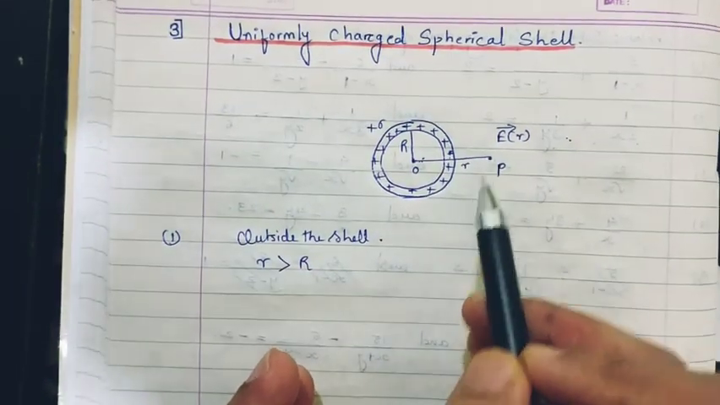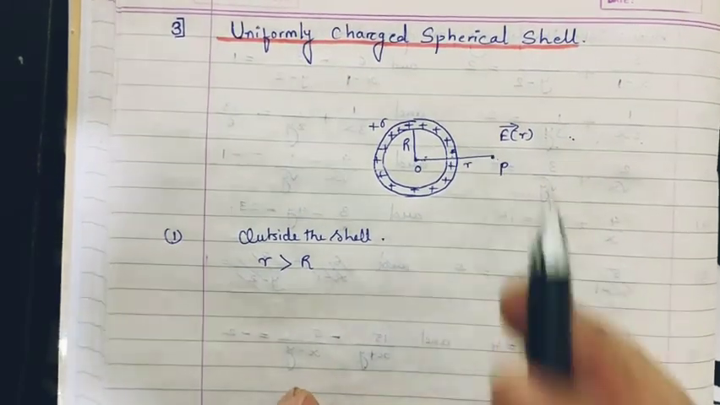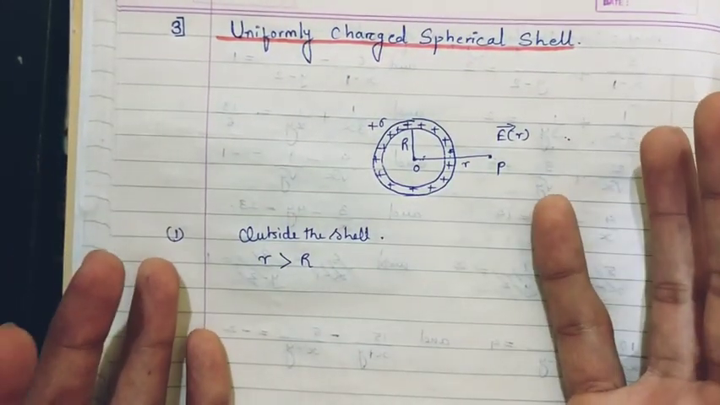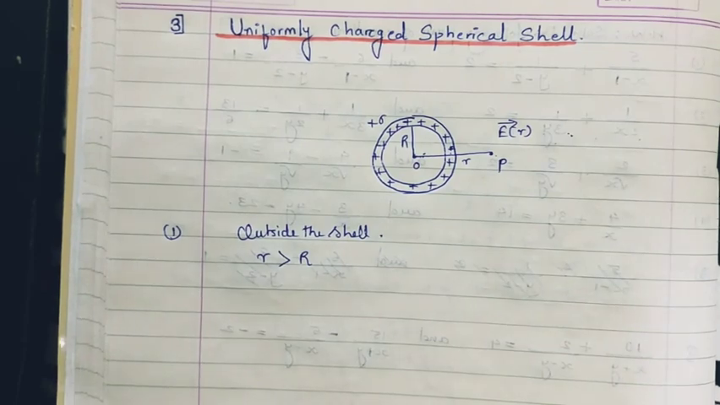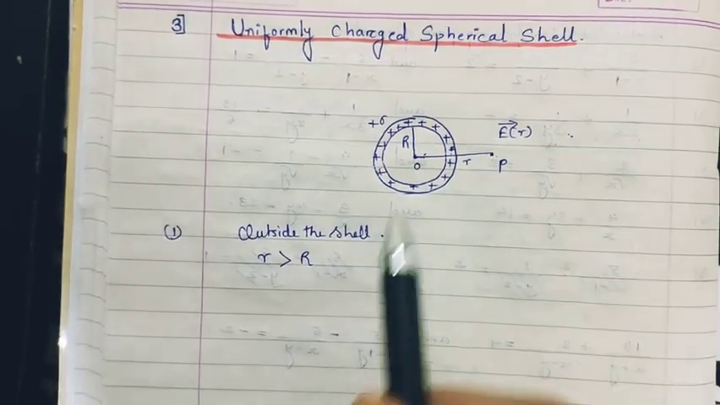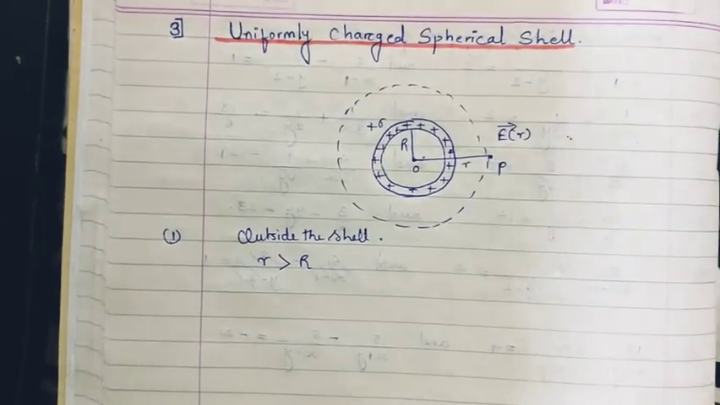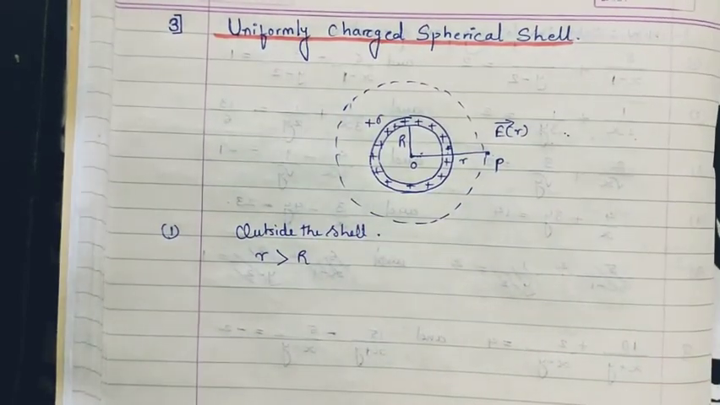The Gaussian surface always passes through the observation point. So obviously the Gaussian surface in this case is going to be a bigger sphere than this one. It can be called a concentric sphere of radius small r. Let us draw that Gaussian surface now. This dotted concentric circle which you see is considered as the Gaussian surface, a concentric sphere.